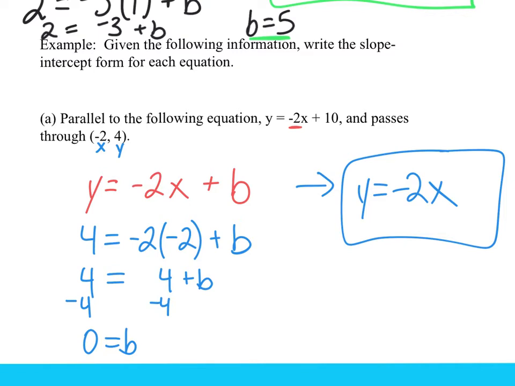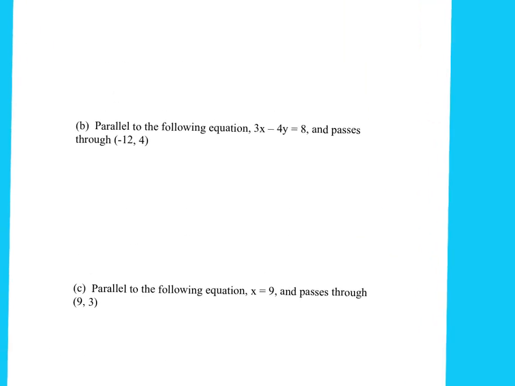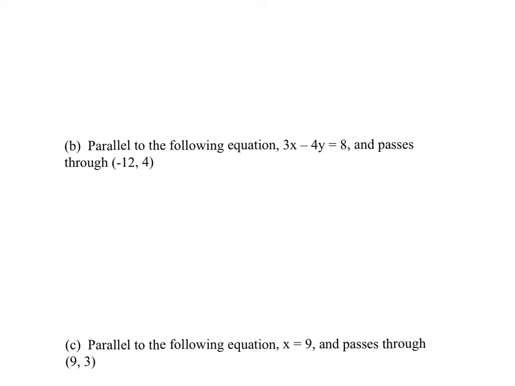Okay. Letter B. Same kind of thing, but what's different about this equation? Perfect. I gotta get it into y equals mx plus b because I can't look at that and tell what my slope is. Okay? So I'm gonna solve that for y equals mx plus b.